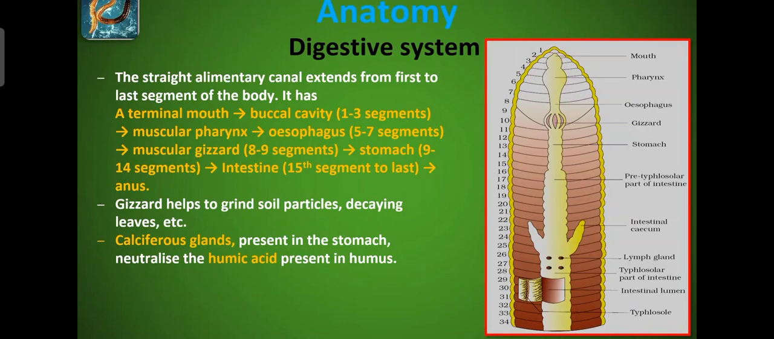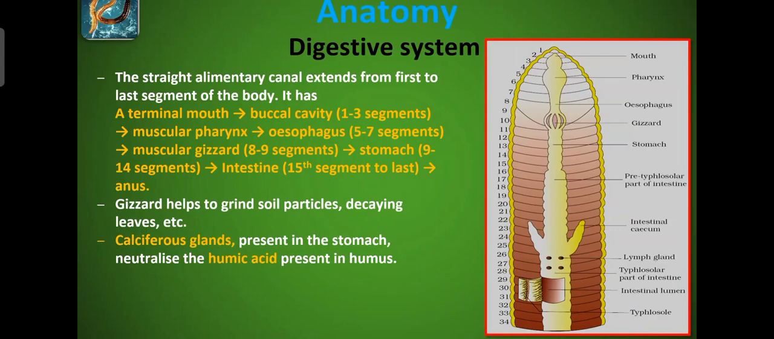So grinding the decaying leaves as well as the soil particles, that is the function of the gizzard. The gizzard acts like a mixer. It has a blade-like structure. How will a mixer have blades? Like that, it has hard structures inside, which help in grinding these particles.